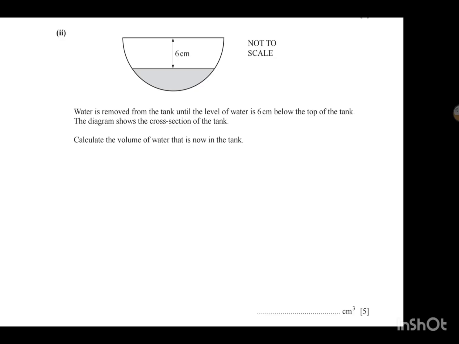So here also you will have to find out the area of this shaded part multiplied by the height of this tank. Now we have to subtract this part from the area which we have taken before as pi r square by 2. From this pi r square by 2 we need to subtract the area which is not shaded here, that means this part.